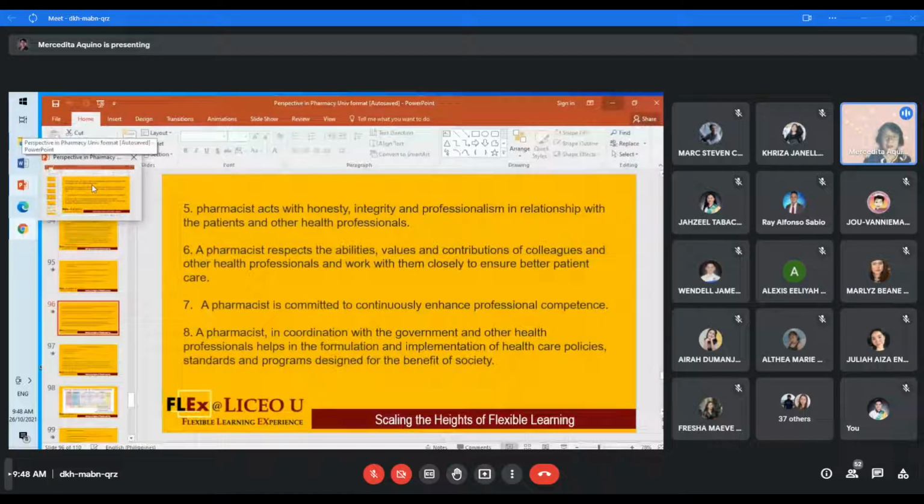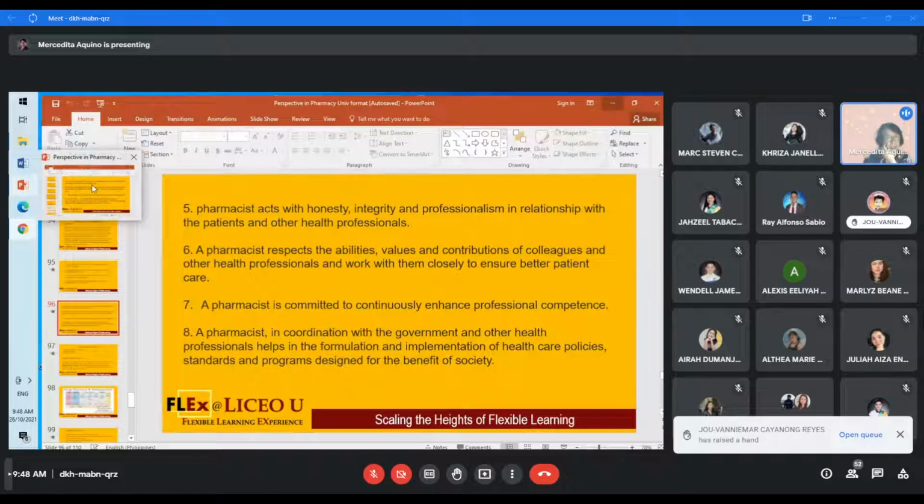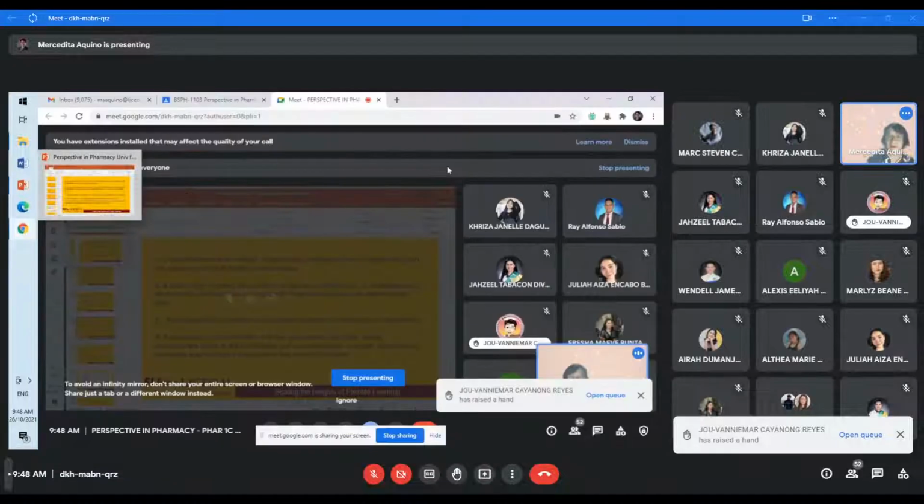Kubalikon. The pharmacist, in coordination with the government and other health professionals, helps in the formulation and implementation of healthcare policies, standards, and programs designed for the benefit of the society. So this time, formulation and implementation of healthcare policies.